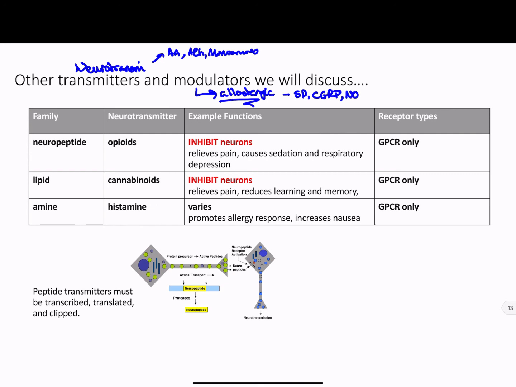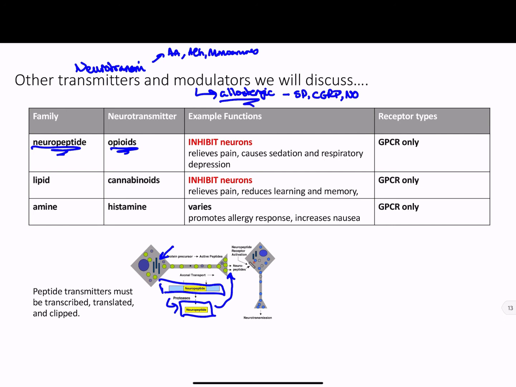But the three neurotransmitters that you do need to know about right now that kind of stand off from the ones we've already talked about are opioids, which are a neuropeptide. And again, I think I said that the neuropeptide neurotransmitters are coded for in the genes, they get transcribed, they get translated into a longer peptide, proteases break it up, you get a neuropeptide, that gets transported down to the presynaptic terminal, and there you go, you got your neuropeptide neurotransmitter.